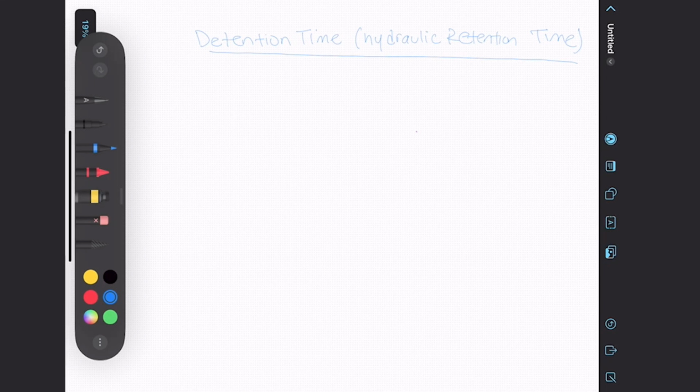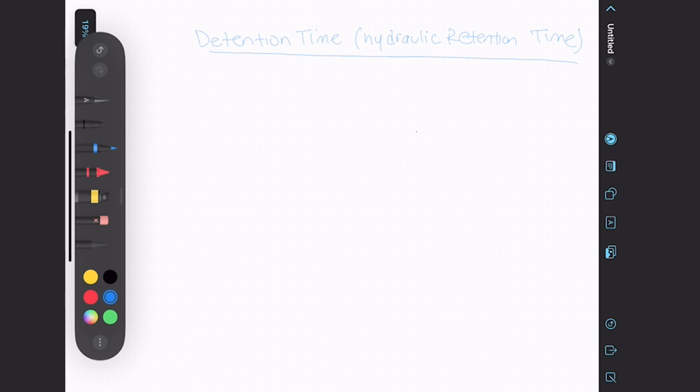All right, so we're going to do some detention time problems today. This is also known as the hydraulic retention time. We're going to do a couple of questions, but before we get into it, I want to talk a little bit about what detention time really means.